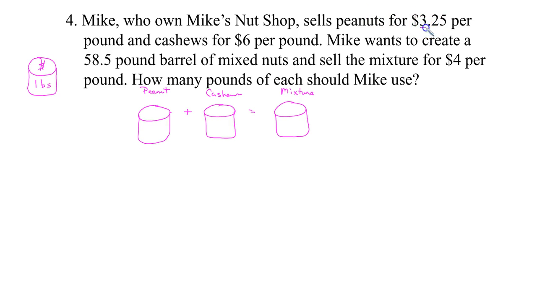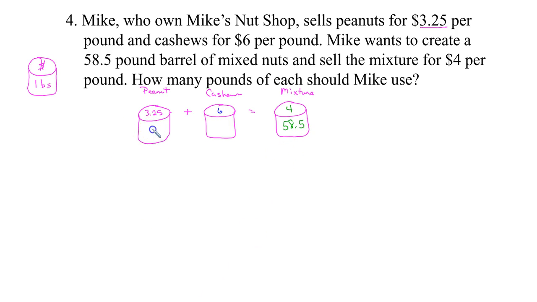What do we know? We know the price for the peanuts is $3.25. Let's just go through and put what we know in here. We know the price for the cashews is $6. And we know the price he wants to sell the mixture for is $4. Excellent. We have one amount. Mike wants to create a 58.5-pound barrel of the mixture. So 58.5 is the number of pounds for the mixture.